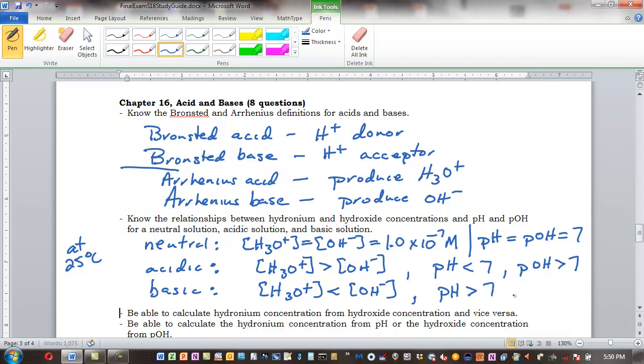For basic, pH is greater than 7. If pH is greater, pOH will be less than 7. So again, hydronium and hydroxide are going to go in opposite directions, and pH and pOH will go in opposite directions as well. So that's good to know.